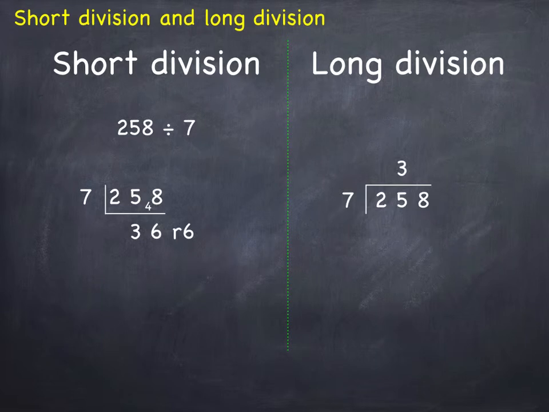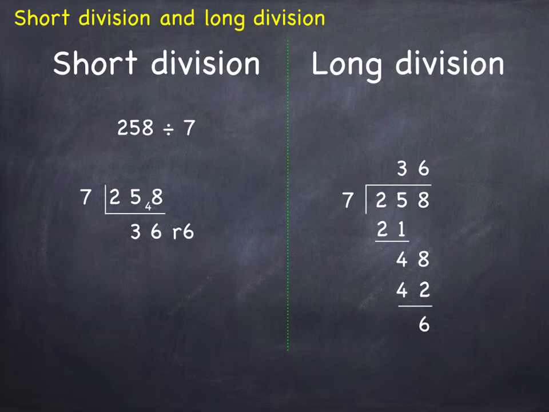This goes 3 times. Now I need to work out the remainder. 3 7s are 21. Put the 21 here, subtract, and there's the remainder 4. Bring down the next figure, the 8. 7 into 48 will go 6 times. Multiply the 6 and the 7, 42, subtract, and there's the final remainder, 6.